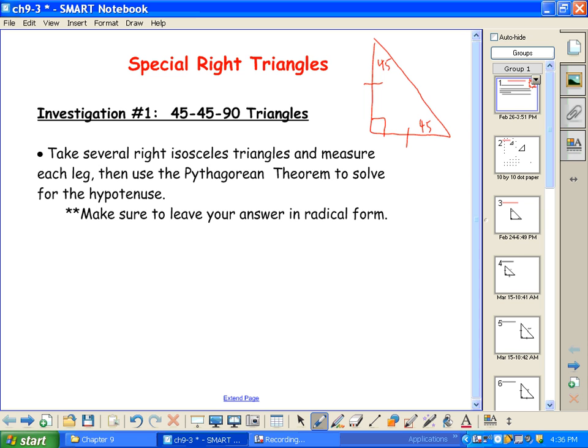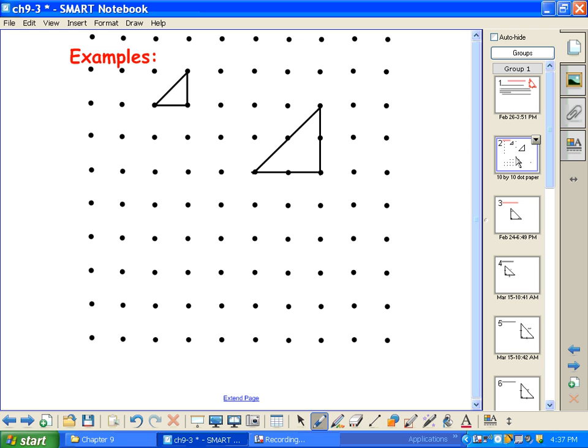So what we're going to be doing is, in a minute, Mrs. Gabrielle is going to be giving you a worksheet that has, I think, 8 isosceles right triangles on there, that we are going to count their sides, measure their sides, and then calculate the third side, the unknown side. So up here I have an example of what you're going to be seeing. I only have 2 examples, but you should be able to get the idea of what I need you to do.